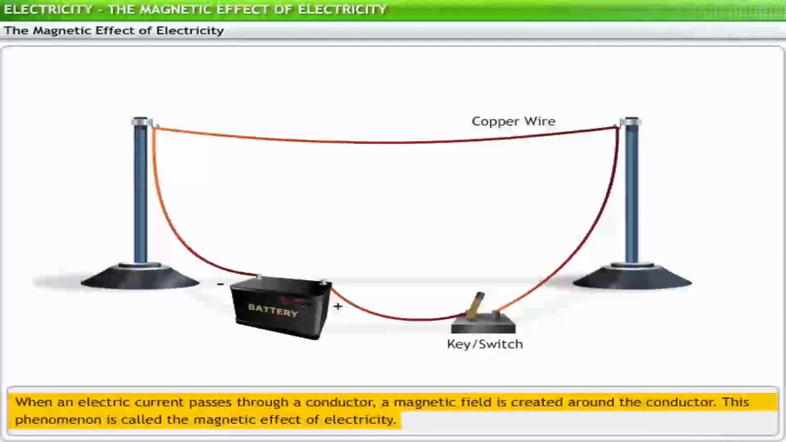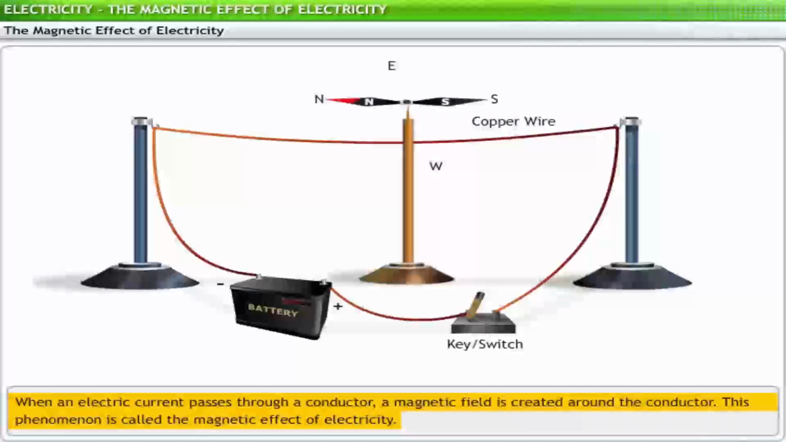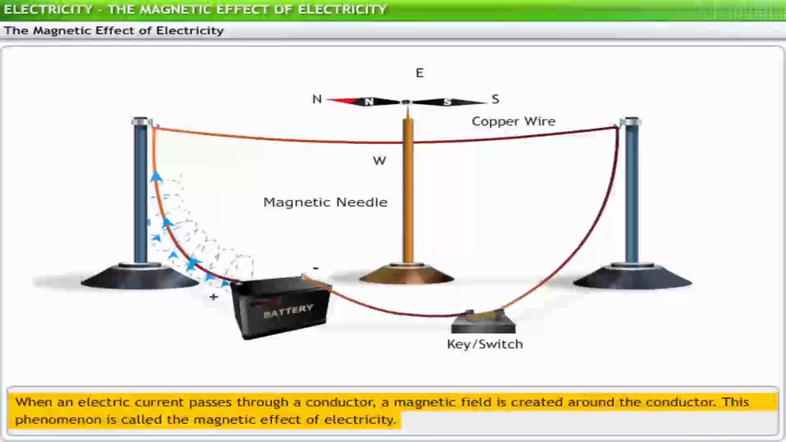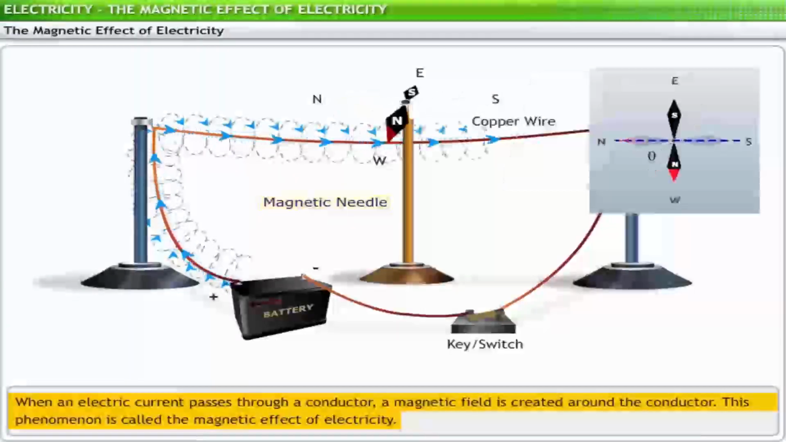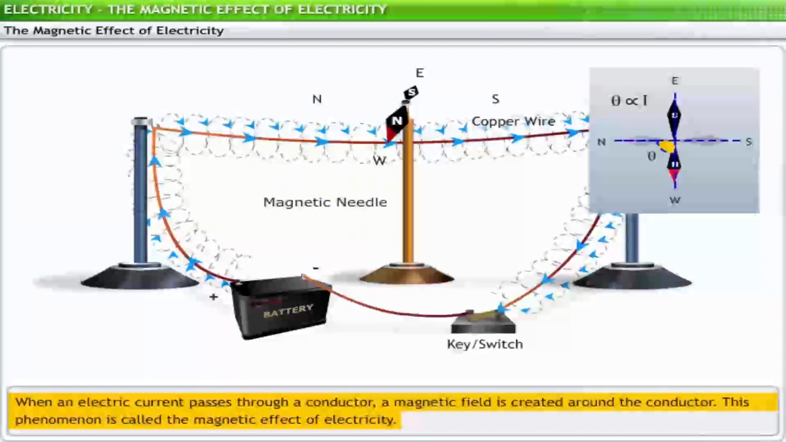You will observe that if you place the compass above the wire and allow current to pass from the south to the north, the compass needle deflects to the east. If you reverse the direction of the current in the wire, the direction of the deflection of the magnetic needle is reversed. The angle of deflection is directly proportional to the strength of the current through the wire.